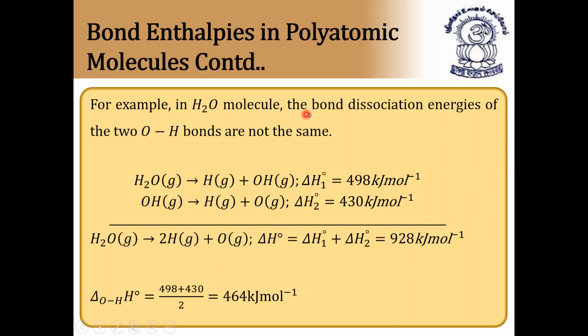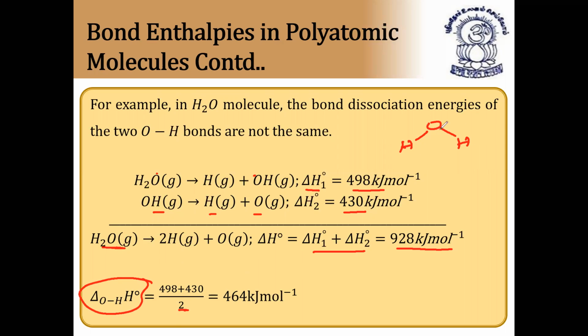For example, in a water molecule, the bond dissociation enthalpies of the two OH bonds are not the same. As I told you, water contains two OH bonds, because the structure of water is like this. This is one OH bond, and this is another OH bond, and these two bond enthalpies are not the same. First, the water molecule changes to H plus OH, so delta H1 is equal to 498 kilojoules per mole. Then this OH changes to H plus O, so let us take delta H2. So the bond dissociation energy of water, for 2H, is delta H1 plus delta H2, which is 928 kilojoules per mole. By this you get the bond enthalpy of OH. So the average bond enthalpy is 464, that is 498 plus 430 by 2.